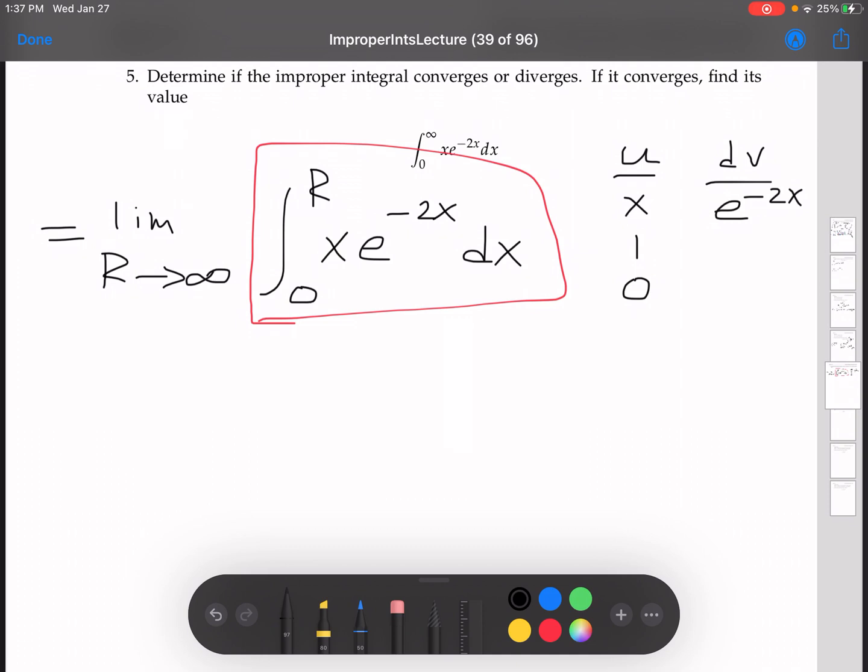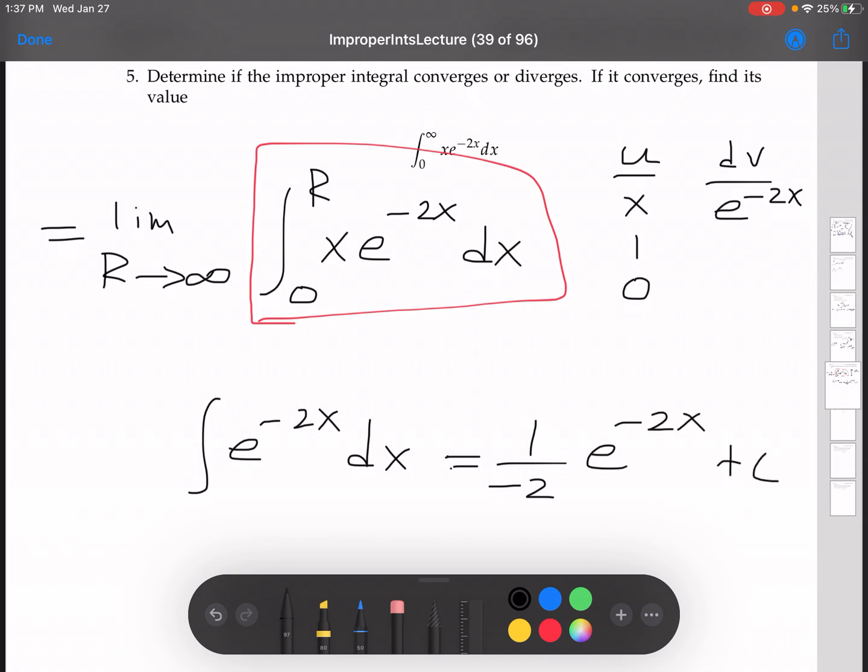Now taking repeated antiderivatives. Let's see, the antiderivative of e to the negative 2x dx. Now you could use a u substitution, u equals negative 2x. What you'll find is that the antiderivative will be 1 over negative 2 e to the negative 2x, of course plus c, but we won't write that there. So we have negative 1/2 e to the negative 2x.